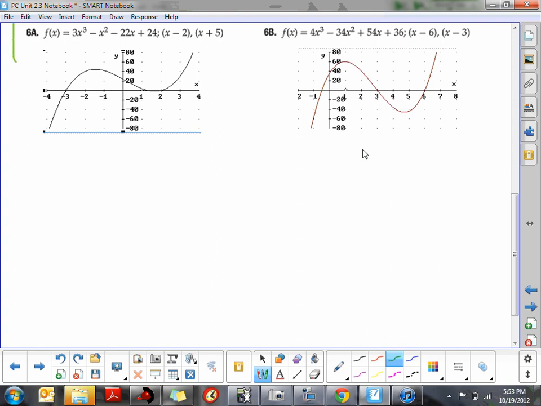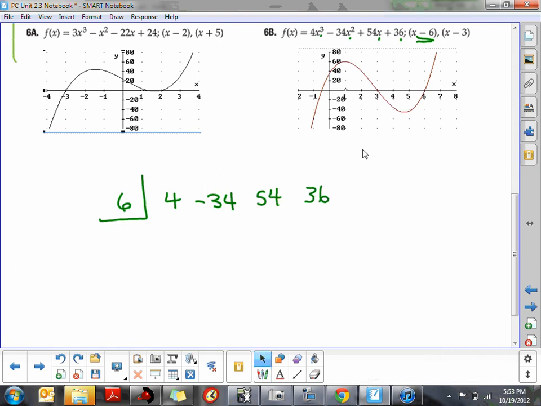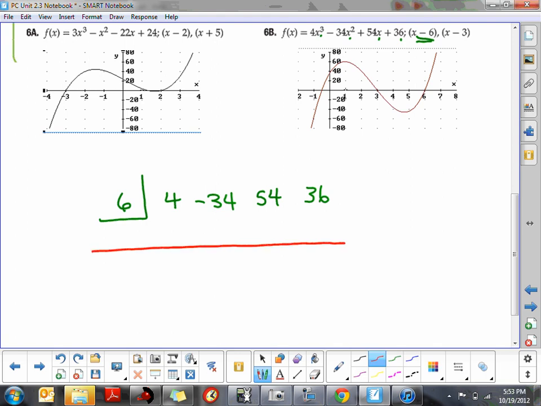We have 4x cubed minus 34x squared plus 54x plus 36. I'm going to do synthetic division, so I want to divide by the related 0. The related 0 on this one is 6, and then I want to pull out the coefficients. They're in standard form, degrees 3, 2, 1, 0. So I want to pull out the 4, negative 34, the 54, and the 36. Now these numbers are getting bigger, so I might have to pull out the calculator here so I don't make any crazy mental errors.